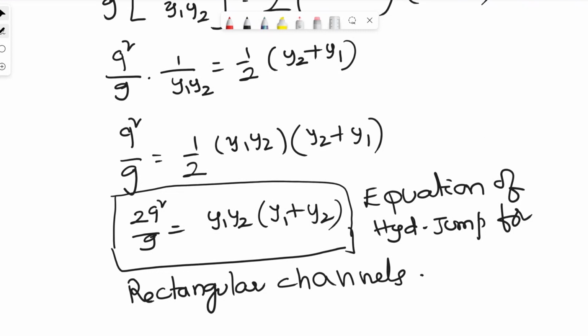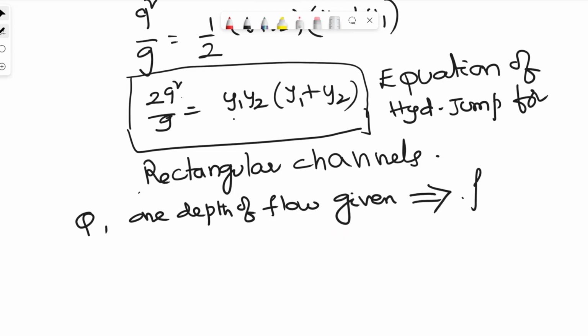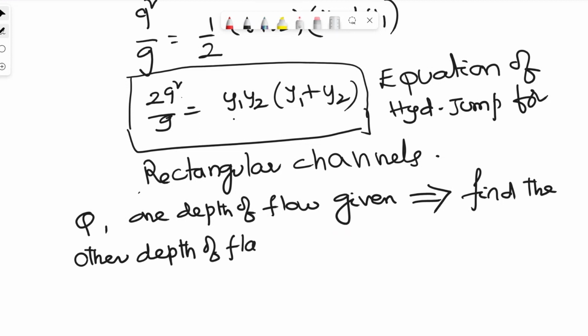The use of this equation is, suppose for example q will be given to you, one of the depths will be given to you, then you will be asked the other depth. So that means q and one depth of flow given, find the other depth of flow. So this is a common question in hydraulic jump. So kindly remember 2q square by g is equal to y1 y2 into y1 plus y2. This is enough actually as far as I am concerned.